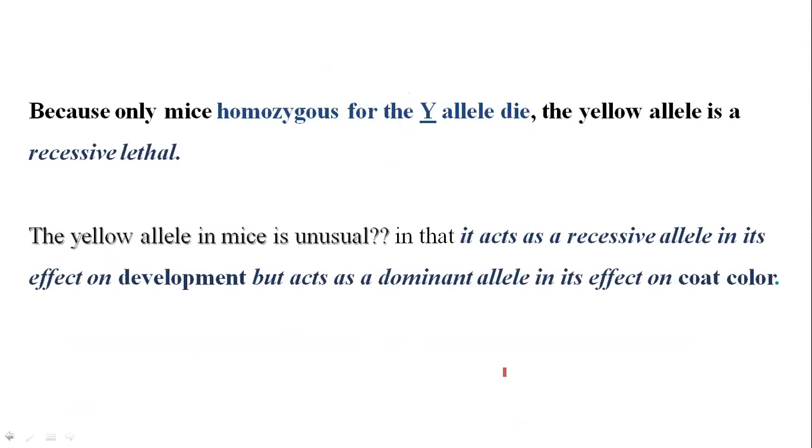So the mice that are homozygous for the Y allele die. Therefore, the yellow allele is a lethal recessive. So it is recessive for development, but a dominant allele for coat color.